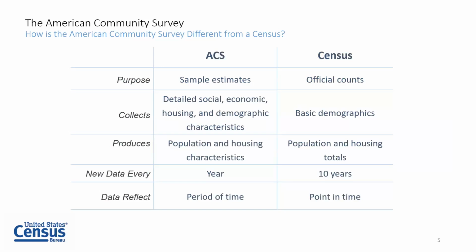And finally, when is the new data available and what does it reflect? So the ACS occurs annually, reflecting a time period over which the data are collected, averaging data for 12 months or 60 months, whereas the census occurs every 10 years and reflects a point in time. And you might already know, since we had to do this recently, that census day is April 1st. So that is what the 2020 census will reflect.